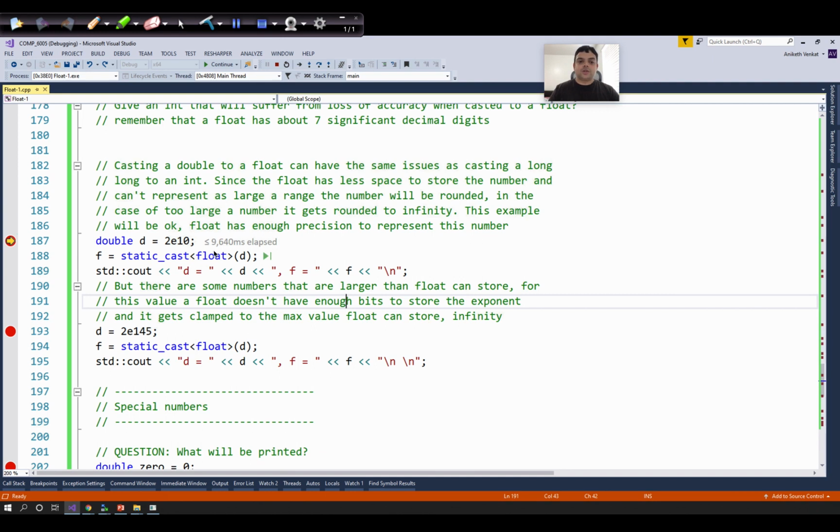So the result that will be saved when we cast a double to float will be either rounded to the nearest possible floating point number that can be represented, or it will be rounded off to infinity. So here we are declaring a double d which is equal to 2 times 10 to the power of 10. Then we are casting it to float using static_cast. So let's print the result.